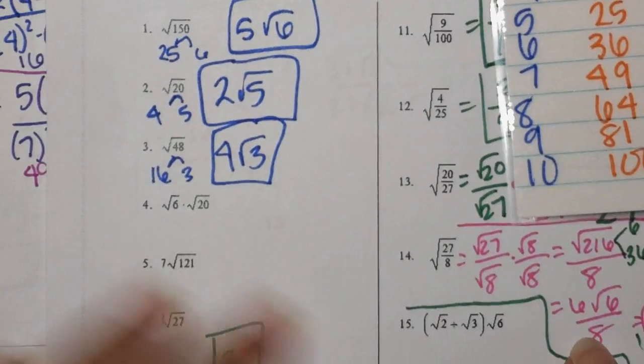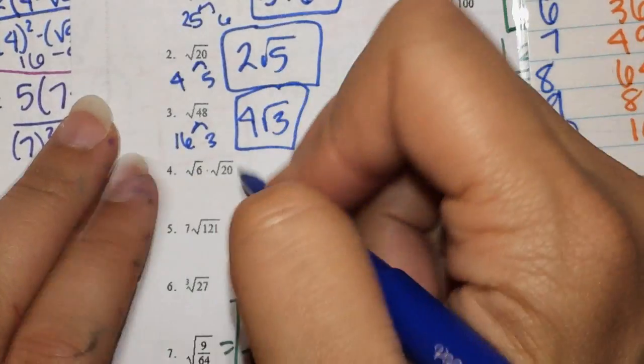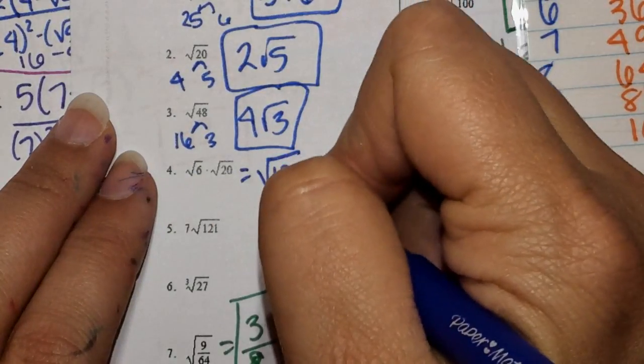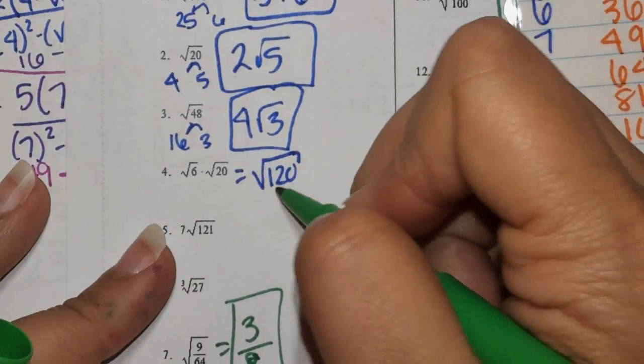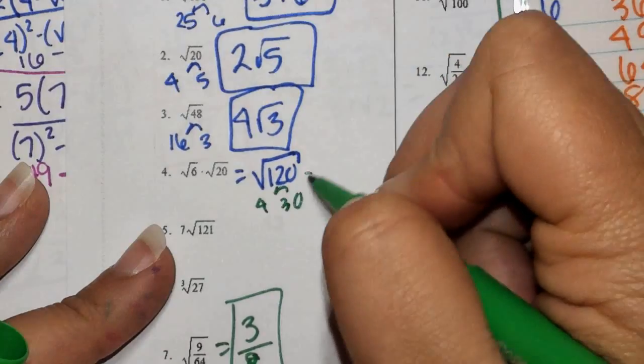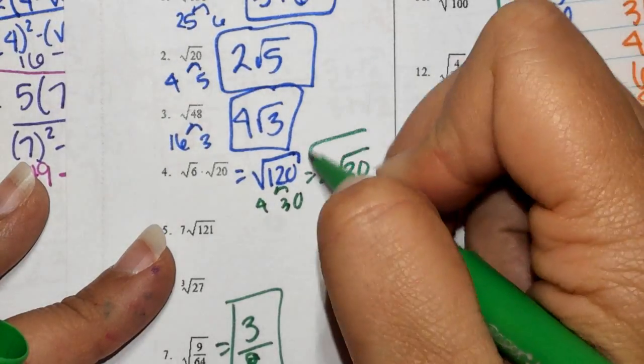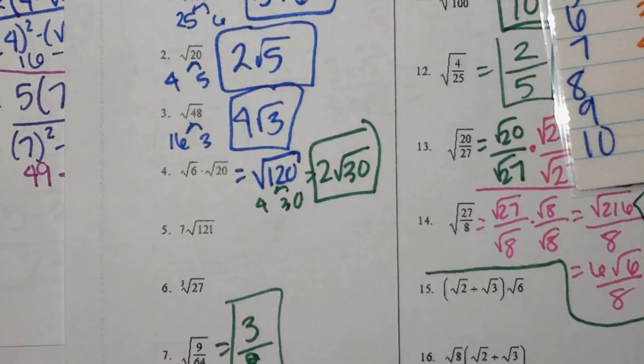That's exciting. All right, what's 6 times 20? 120. And what's the biggest perfect square that goes into 120? 4, and you get 4 and 30. What's the square root of 4? 2. So it's 2 root 30. Did anybody else get that right?